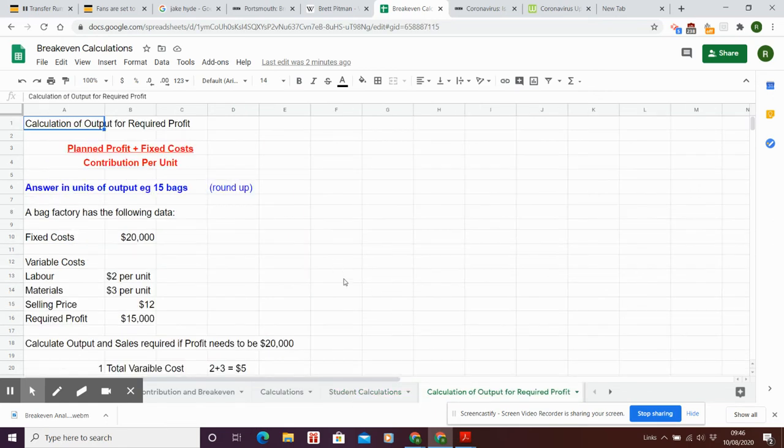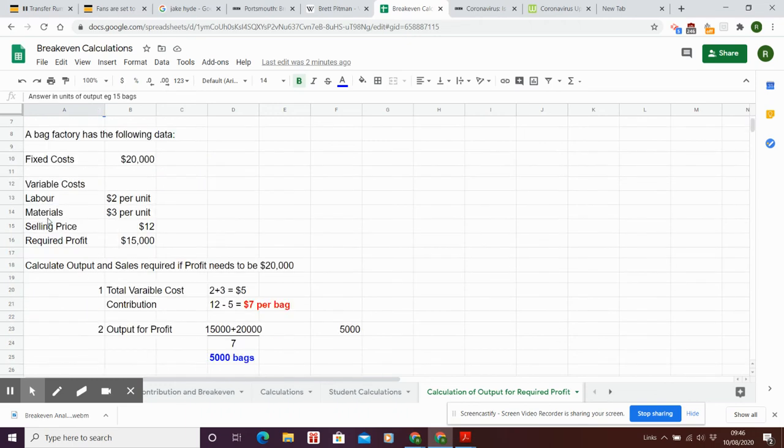Okay, the other thing that we do need to do with break-even, it's actually quite simple, is a calculation of output for a required level of profit. So the business has decided that it manufactures bags and it wants to make a certain amount of profit. And in the case of this business, the owners decided that for them to run the business, they want to make $15,000. Answers for this, again, are always given in terms of units of output, i.e. bags, and again, we would always round up.